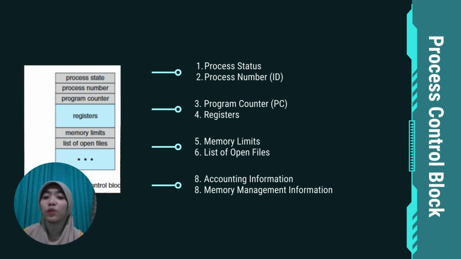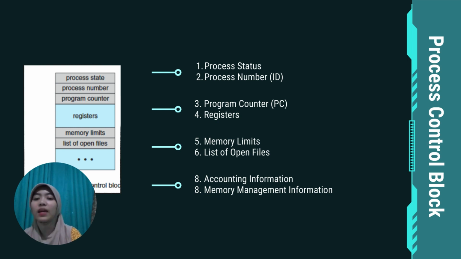The sixth is the list of open files. Processes often interact with files on the system. The PCB maintains a list of files opened by the process, along with their file descriptors. For instance, a process may have files like input.txt and output.txt open for reading and writing.